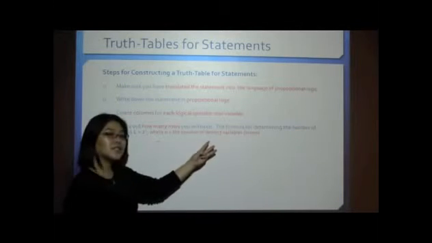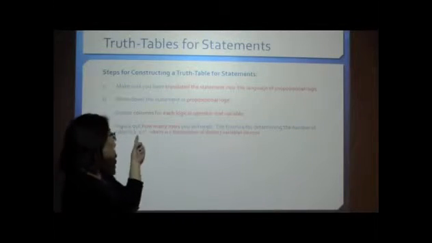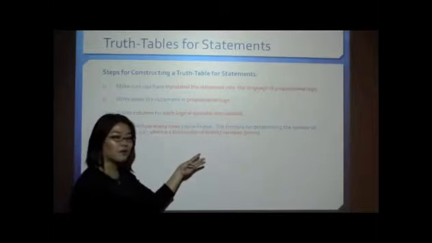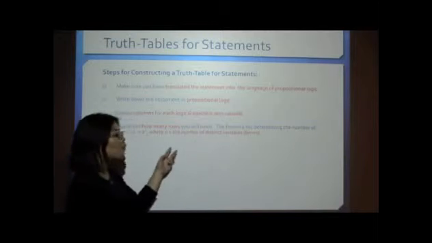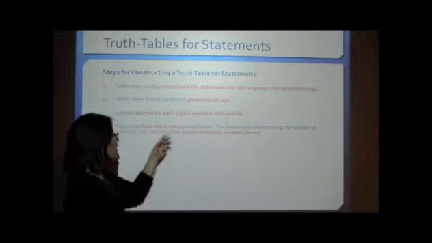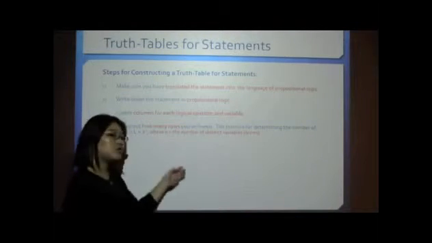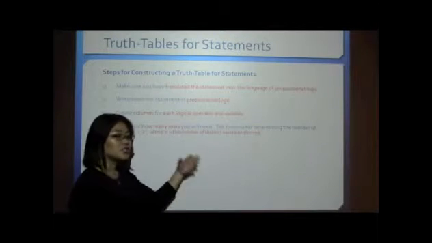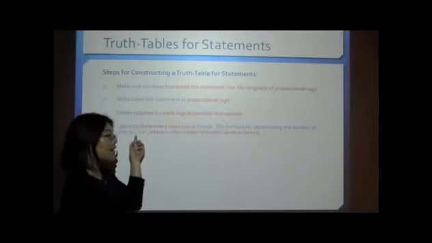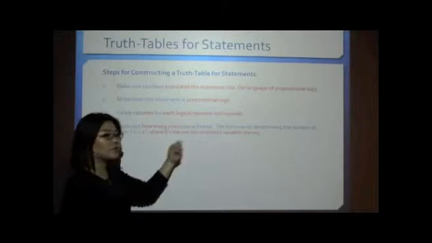If you have 3 distinct variables, then you will have 2 to the third power of lines, which is 2 times 2 times 2, okay? So that will be 8 lines. And that gives you 8 lines for 3 distinct variables, okay?